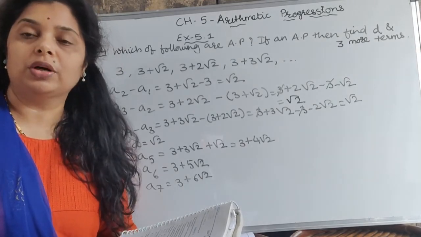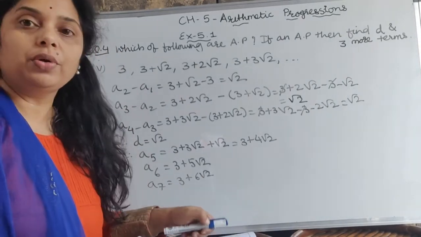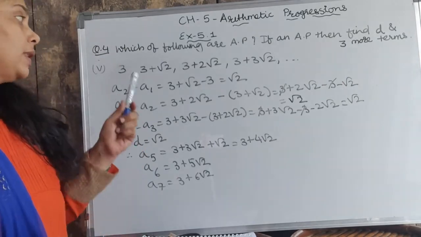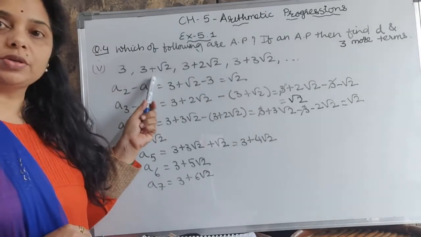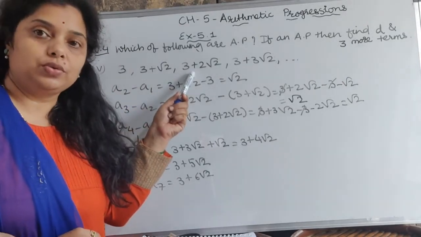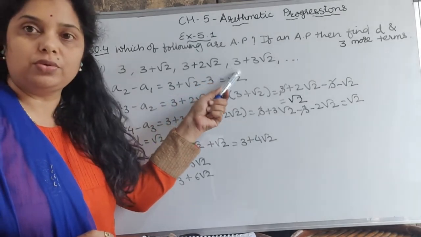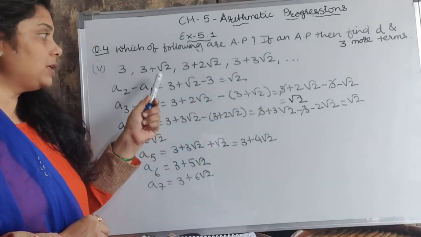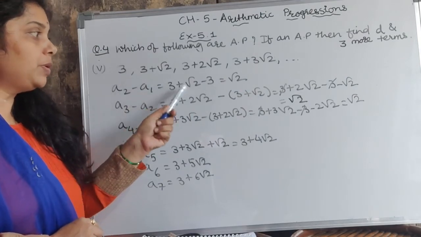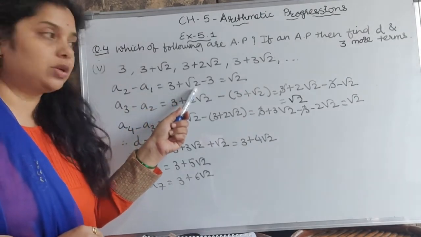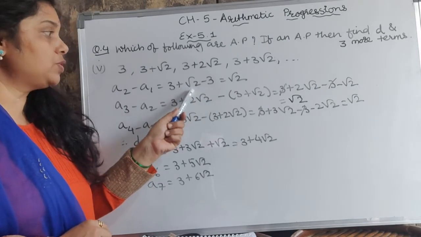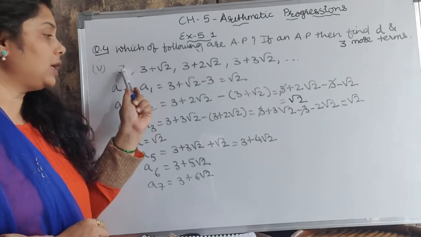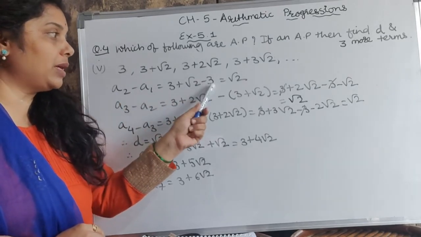Let's move to the fifth one. I am showing you how to solve the fifth one. 3 plus root 2, 3 plus 2 root 2 and 3 plus 3 root 2 and goes on. Okay. So here A2 minus A1, 3 plus 2 root 2 minus, and then the first term 3 plus root 2. See the calculation carefully. So plus 3 minus 3 cancel out.